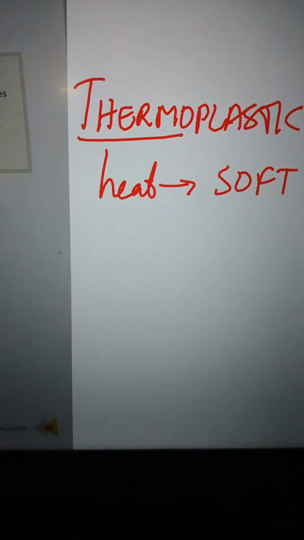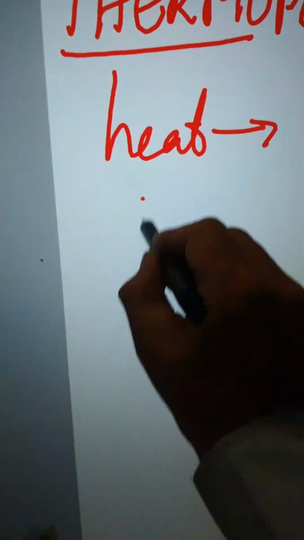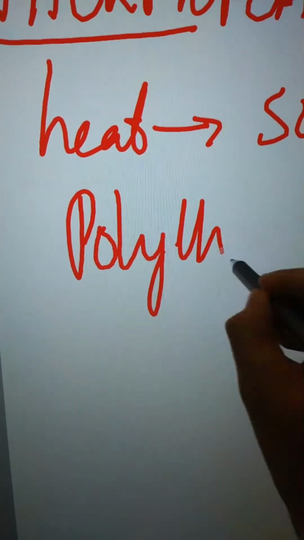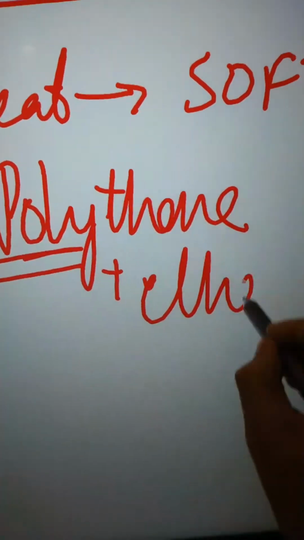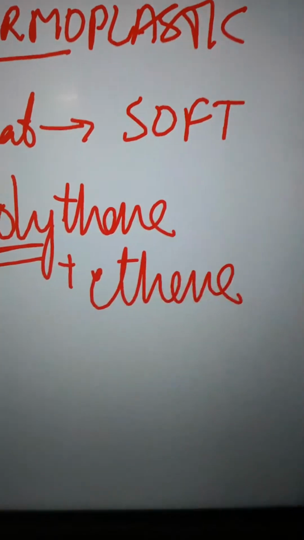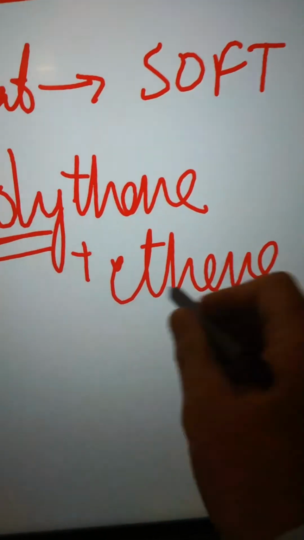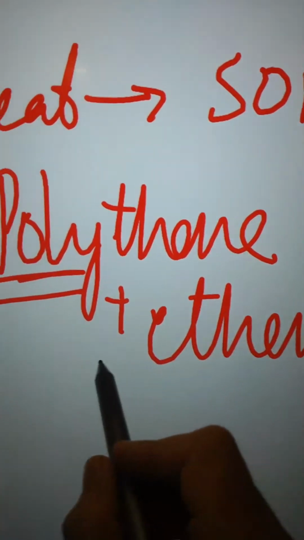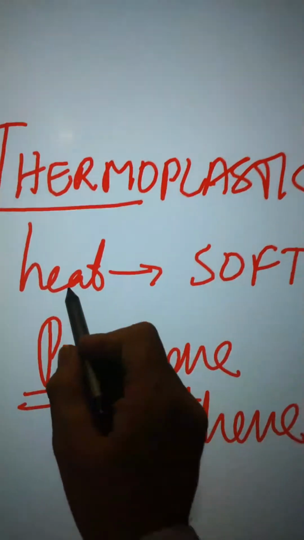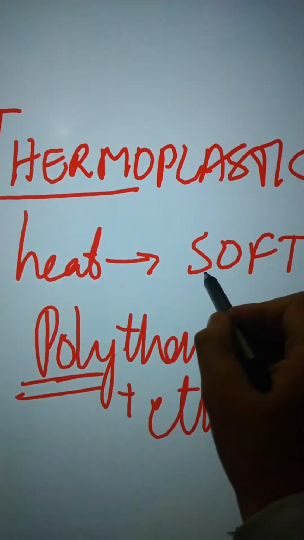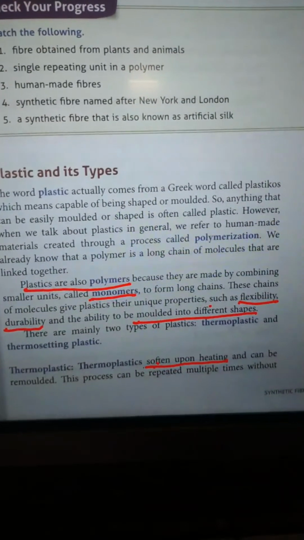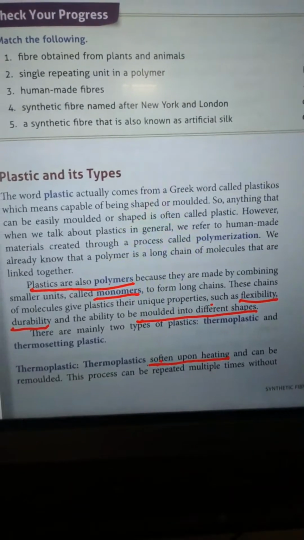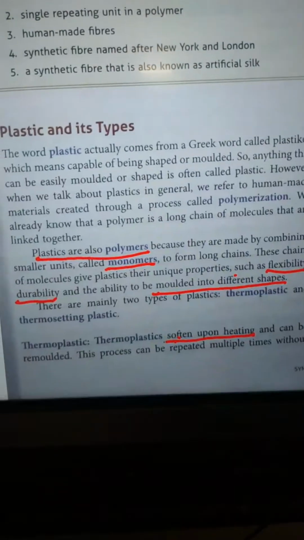Now which thermoplastic do you know which you use every day? Polythene. We call it polythene. It is poly plus ethene. The chemical used for making polythene is the ethene molecule. So when many ethene molecules join, it is called polythene. It is a thermoplastic which becomes soft when you heat it. All of you have seen that polythene, when you heat it or keep it in the sun, becomes soft. That is the property of thermoplastic.